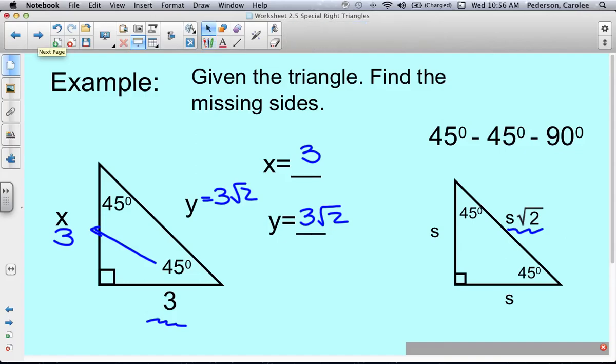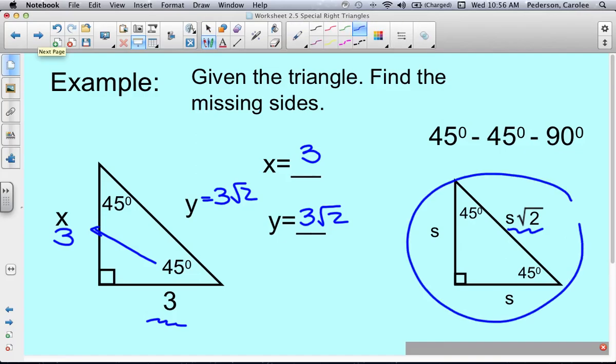We are not going to give you this on a test or quiz. You just have to start to practice it on your worksheet that you'll get in class to remember how to find the 3 sides in a 45, 45, 90.